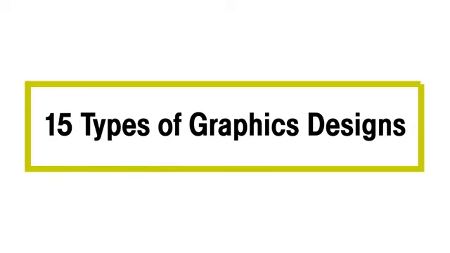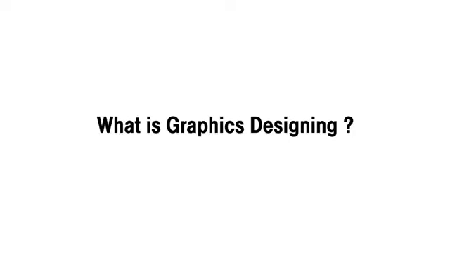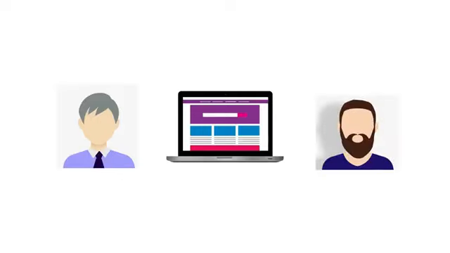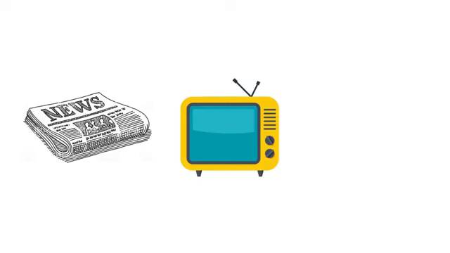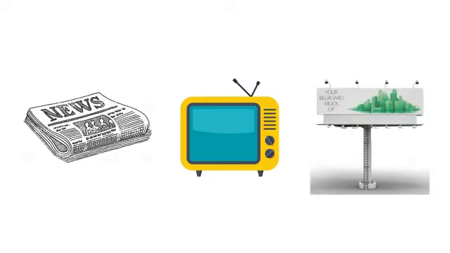Before the 15 types of graphics designing, we must know what graphics designing is. Graphics designing is a visual communication between client and designer. There are lots of ways to display graphics according to the requirements. The important thing to keep in mind while designing any graphics is the purpose and where it is going to be displayed.